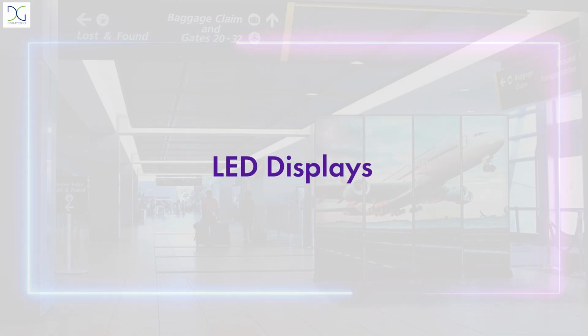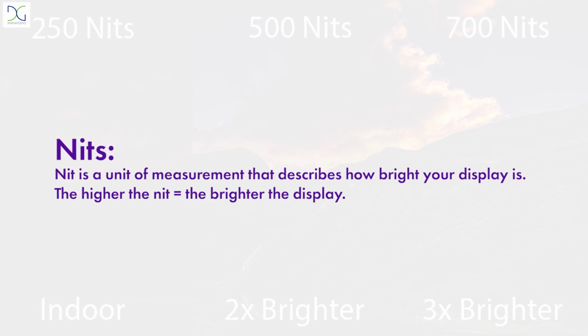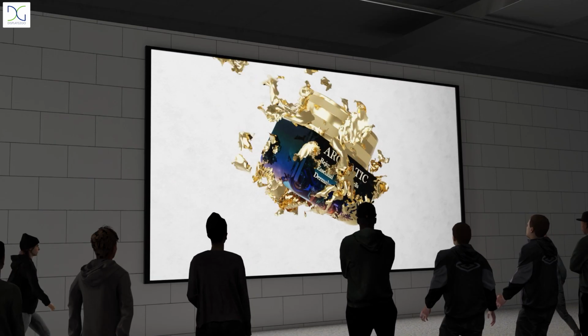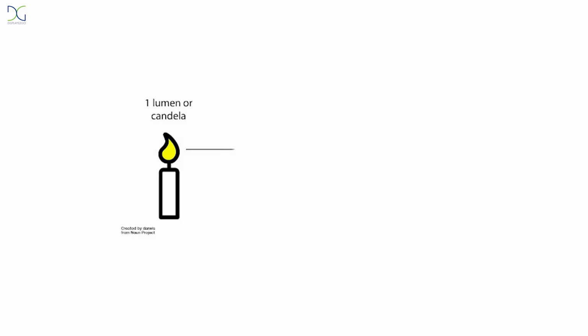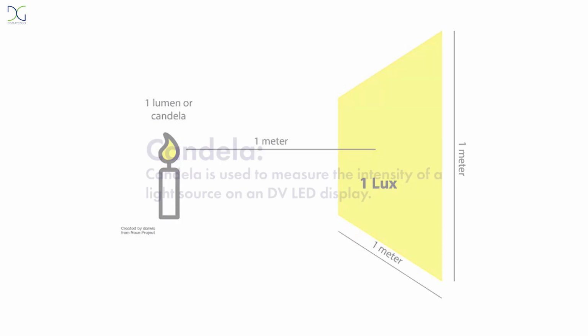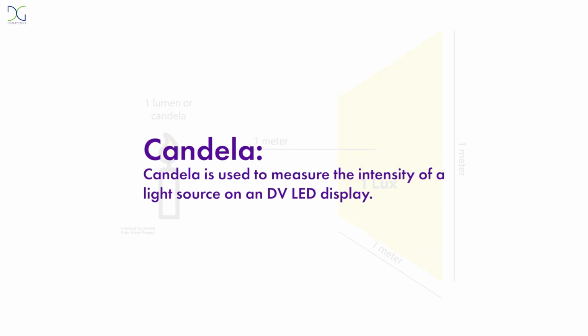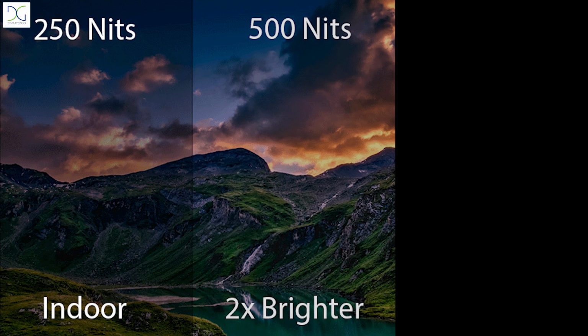Next, let's dive into the stellar brightness and striking image quality of LED displays. Nits refer to the brightness of an LED screen. Nits are used to measure the light intensity of your sign and how bright it appears to the human eye. 1 nit is equivalent to 1 candela per square meter. A candela is a unit of luminous intensity. The higher the number of nits, the brighter the screen will appear.